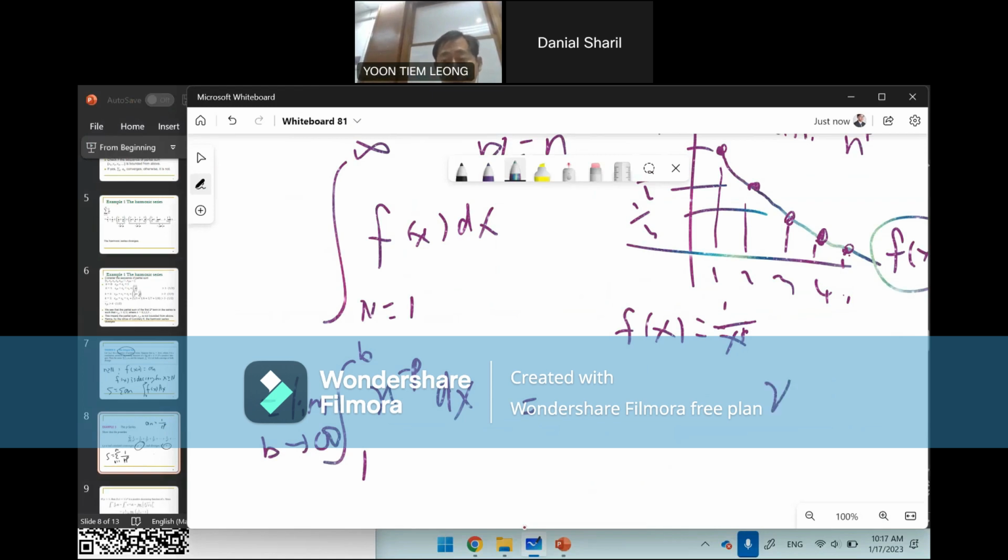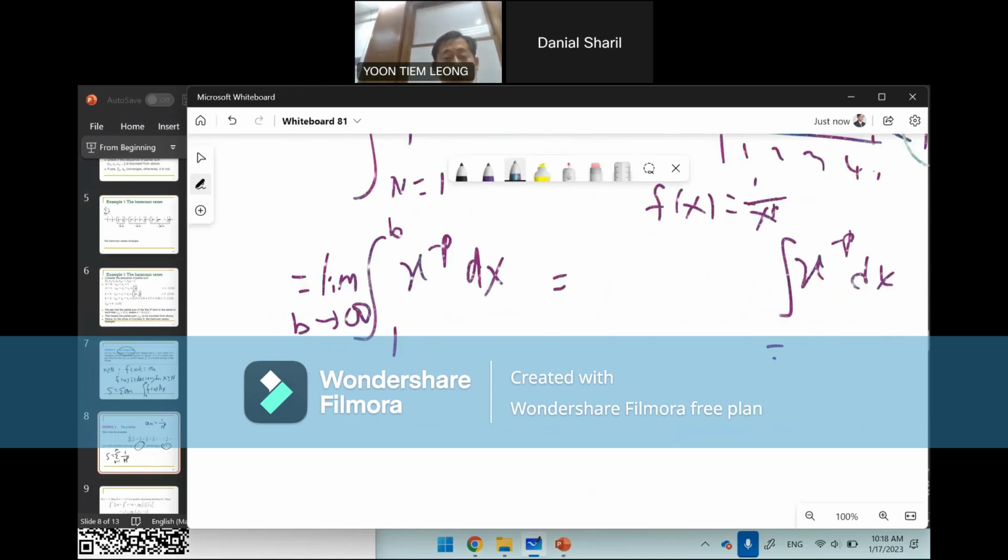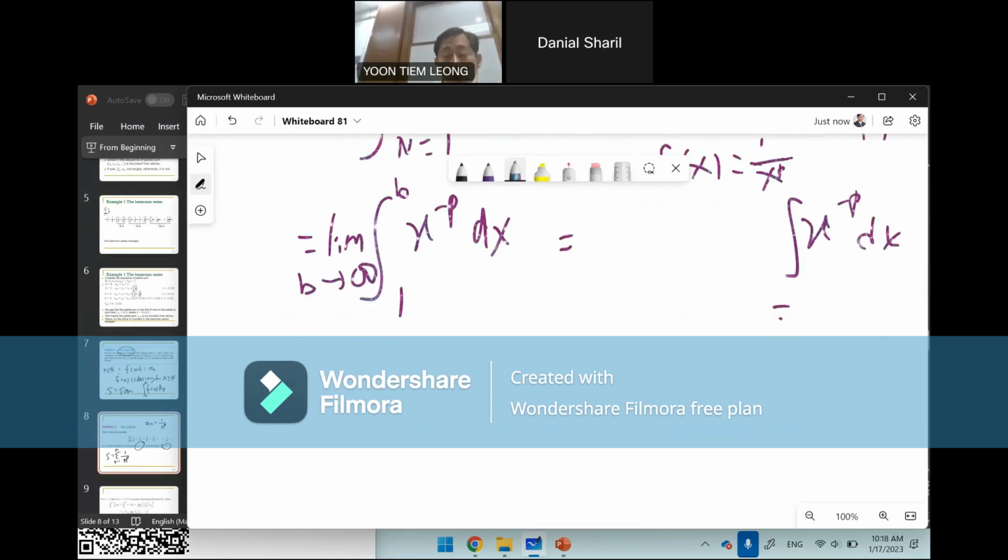So the integration of x^(-p) is actually very simple. We have to divide the integration into 3 conditions. The first condition is we assume p is larger than 1. Then only we consider the integration for p less than 1. And lastly, we'll consider the condition where p is equal to 1. So let us assume that p is larger than 1.